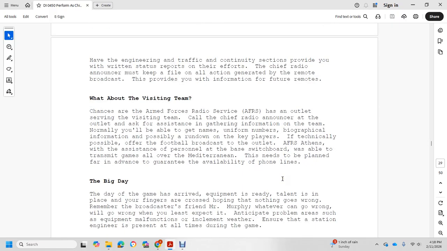What about the visiting team? Through the Armed Forces Radio Service outlet servicing the visiting team, call the chief radio announcer at that outlet and ask for assistance gathering information on the team. Normally you'll be able to get uniform numbers, geographical information, and possibly a rundown on the key players. If technically possible, offer the football broadcast to the Armed Forces Radio Service outlet in Athens. With the assistance of base personnel, you may be able to transmit the game all over the Mediterranean. This needs to be planned far in advance, with guaranteed availability of phone lines.